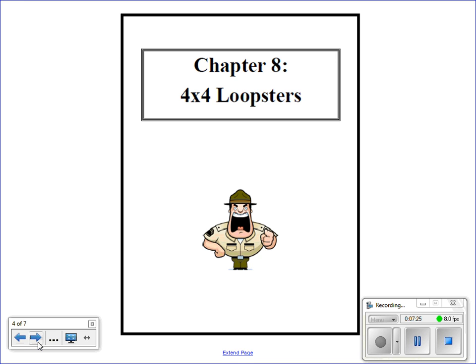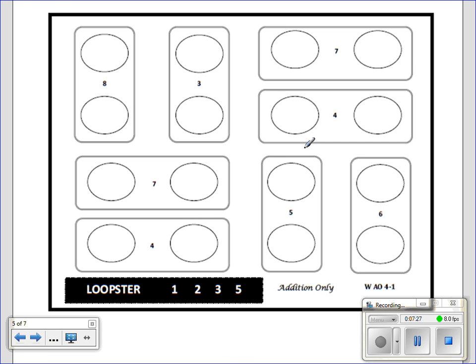The next chapter is called 4x4 loopsters. Again, it's the same idea. Instead of having 3x3, 9 circles, now we have 4 rows of 4 circles. So that means I need a 1, a 2, a 3, a 5 in every row, a 1, a 2, a 3, a 5 in every column. So let's look up here. What two numbers are going to add up to 8? Let's see. Out of my numbers, it's got to be the 3 and the 5. But I don't know which order they go in, so I'm just going to put my baby 3 here and my baby 5 there.